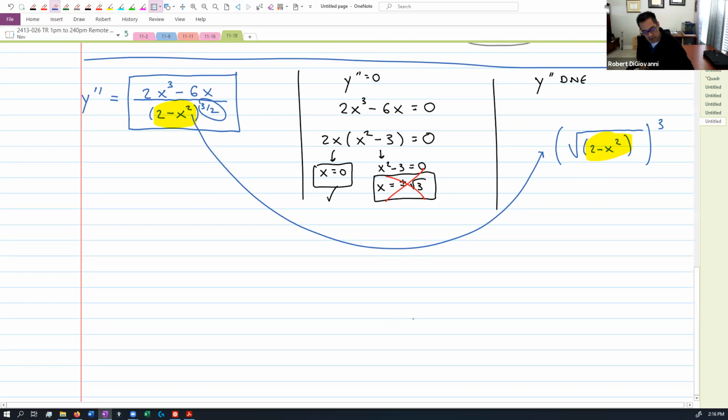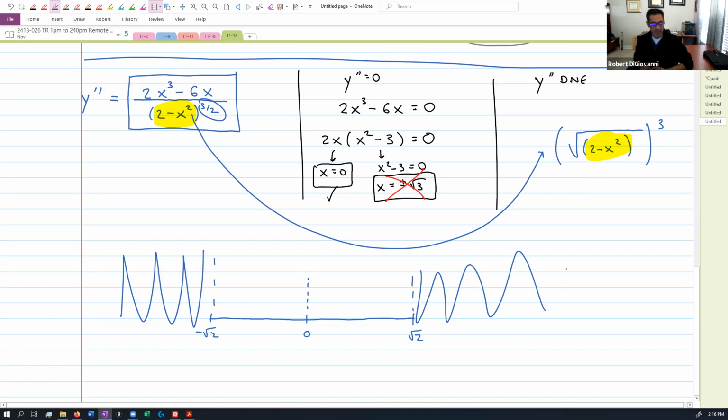Which means that when I go to draw my critical number, I only have one critical number, 0. And then here we have negative root 2, and here we have positive root 2. We know that to the left of this, I can't look here and I can't look here. This is good. I'm happy about this. That means I only have one test point on each side. I'm going to go with -1 and +1.